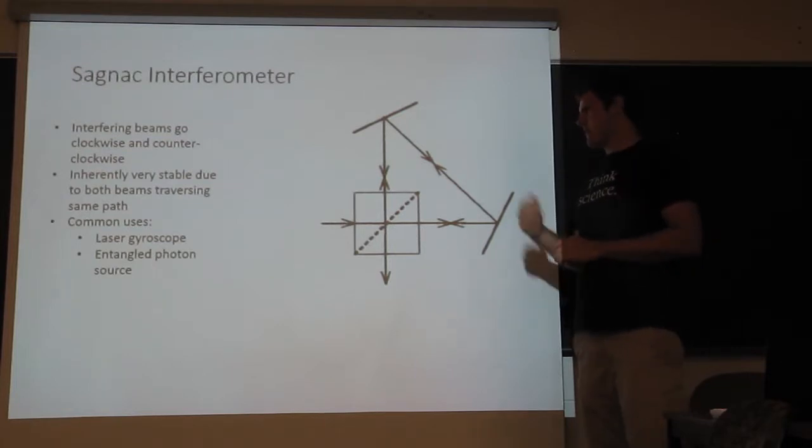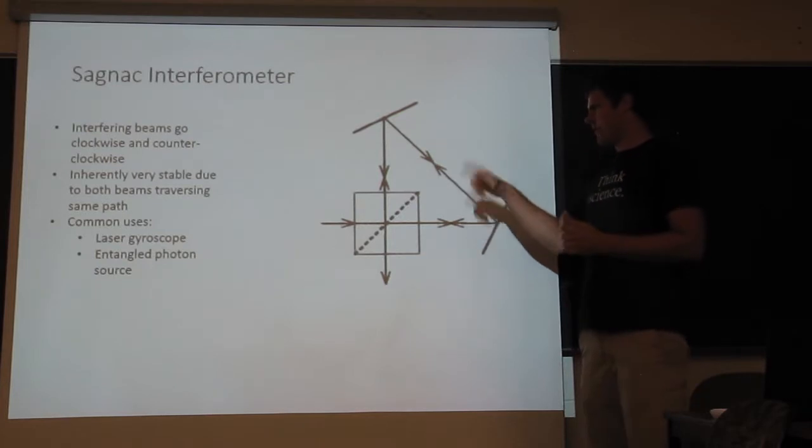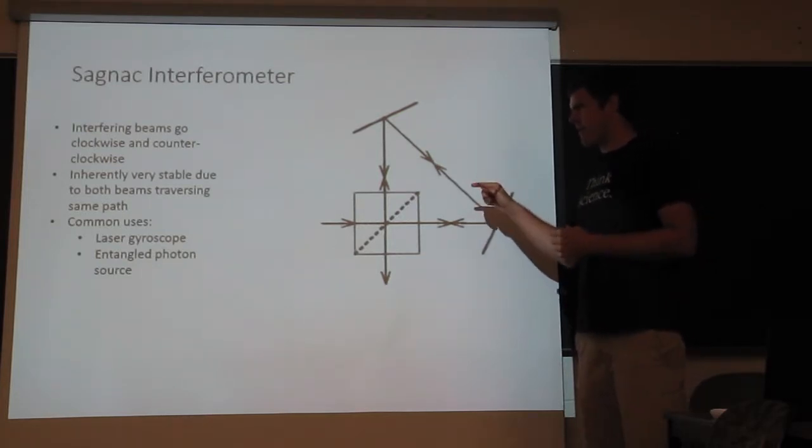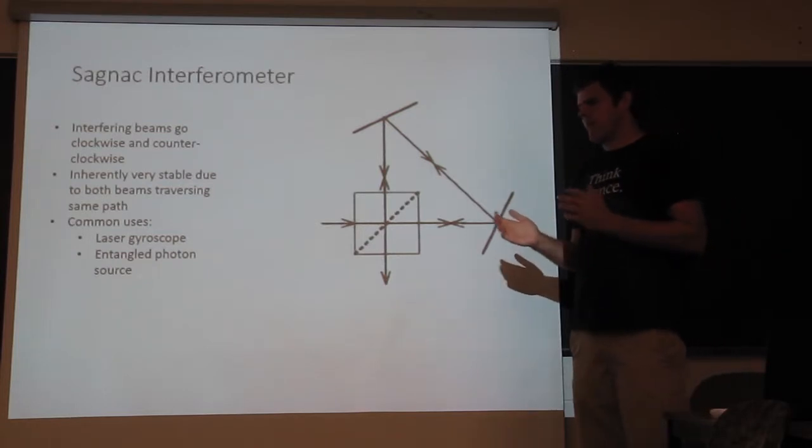So now let's talk about a few different common types of interferometers. So first, this is a Sagnac Interferometer. The two beams that get interfered are the clockwise path and the counterclockwise path. This one is nice because it's quite stable as far as relative path lengths go.